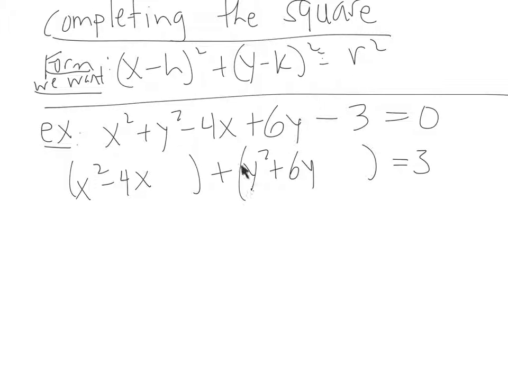So we have a y squared here and a plus 6y. We'll put those together. And then we're also going to move the number over here, the minus 3, because we don't want it. It gets in our way. So we're going to add 3 to both sides.